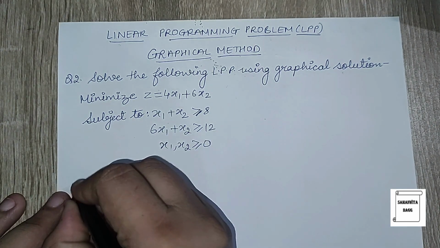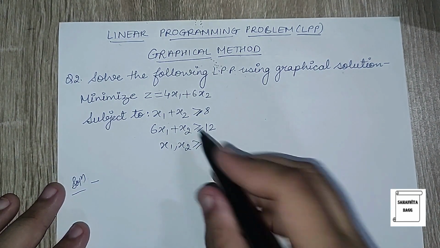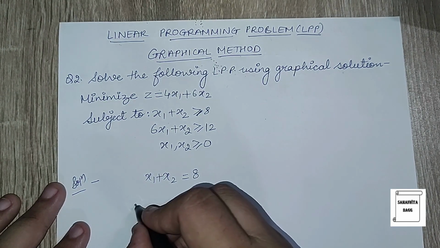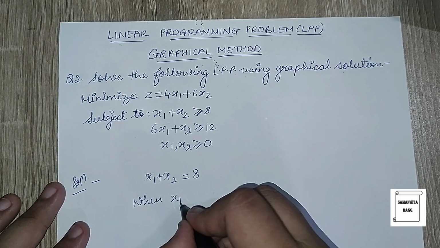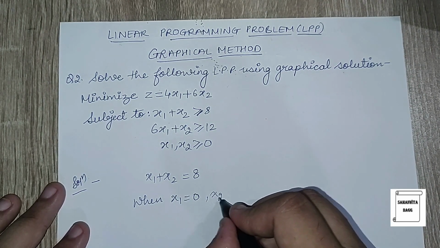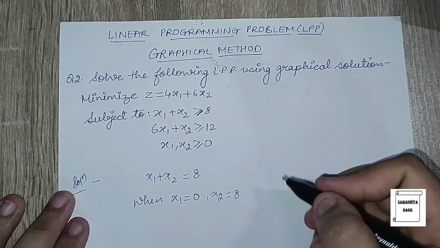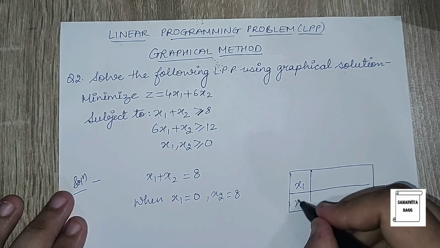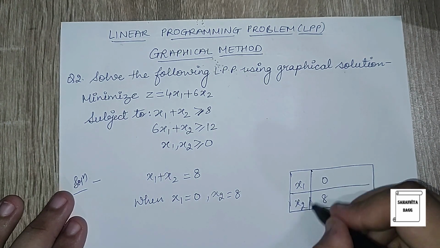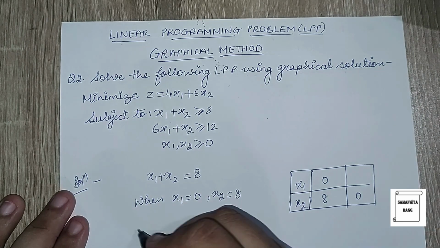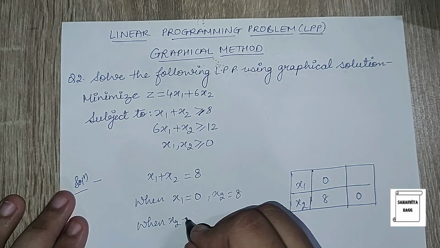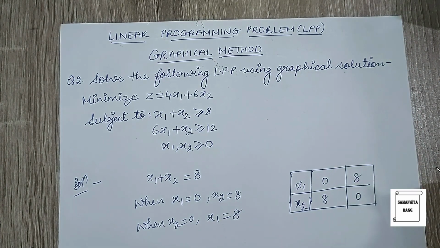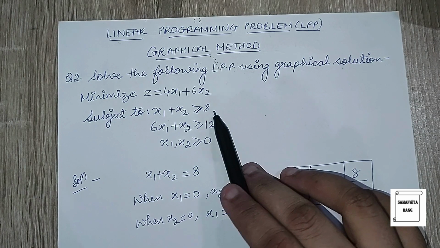So we will first start by assuming the first equation equal to 8. I will first substitute x1 is equal to 0, x2 becomes equal to 8. And then we are going to substitute x2 is equal to 0, x1 becomes equal to 8. So this is the solution for the first constraint given.